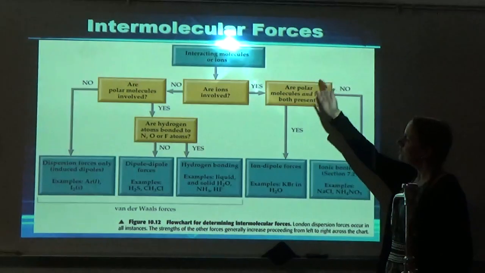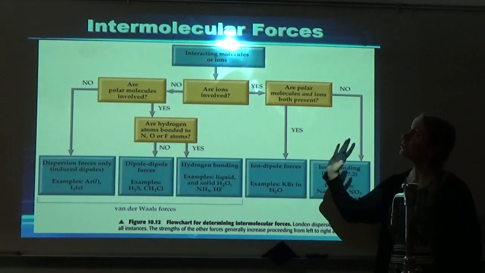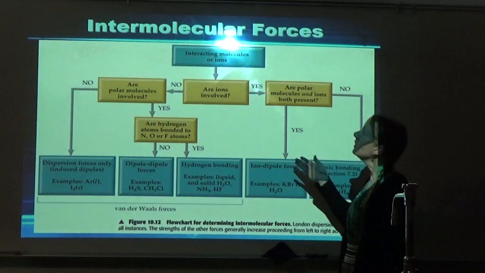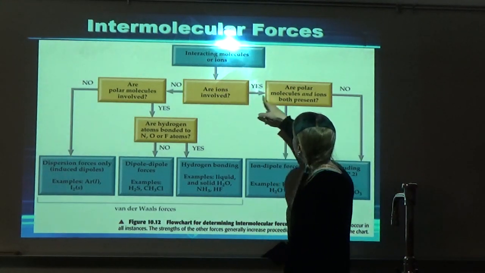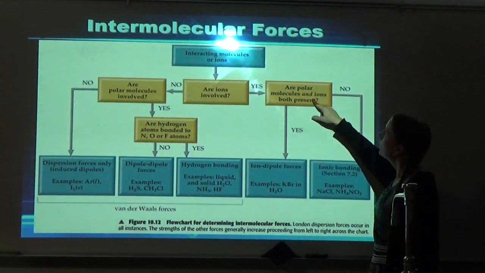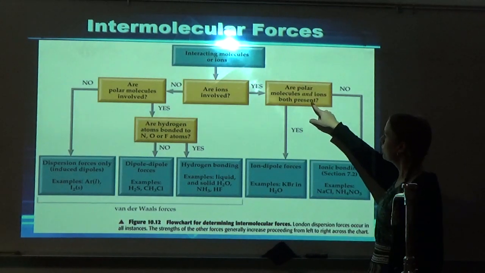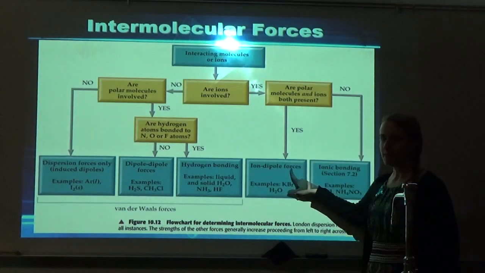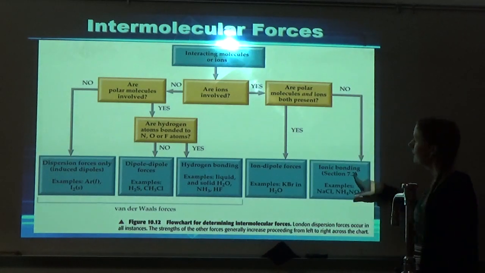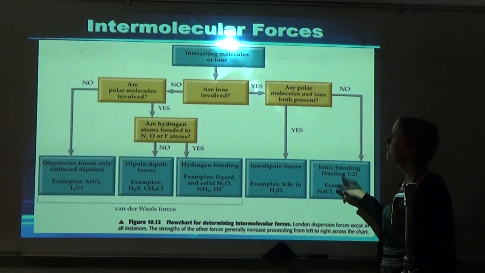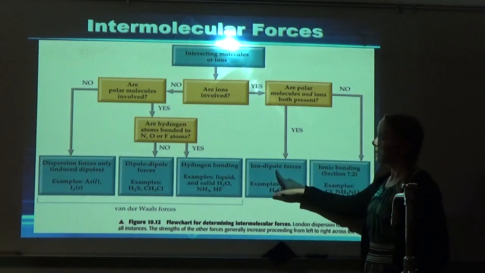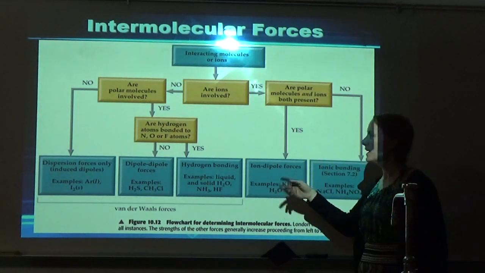All right, so here's a flow chart on figuring out what your intermolecular forces are. It says interacting molecules are ions. If there's ions involved, it asks are polar molecules and ions both present. If they are, it's ion-dipole. If they're not, it's ionic bonding. So if you just have ions, it's ionic bonding. If you have ions and polar molecules, that's like water surrounding an ion.